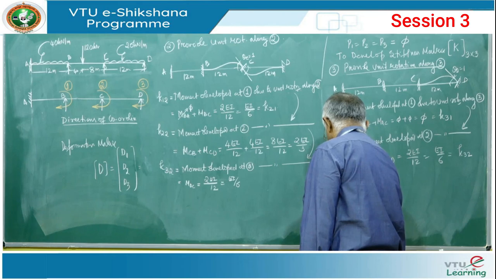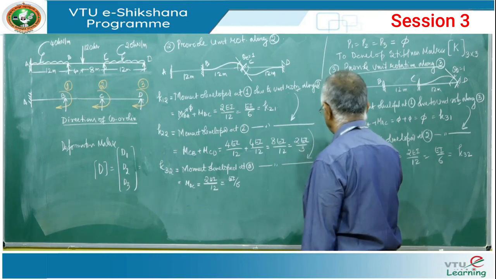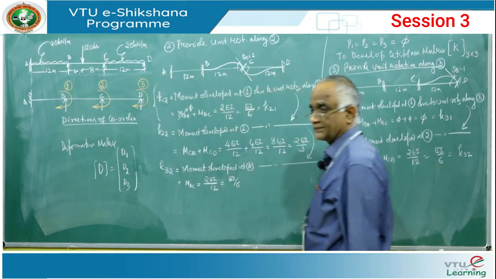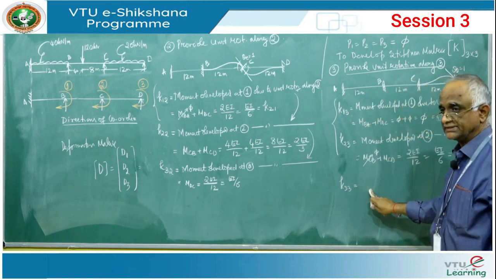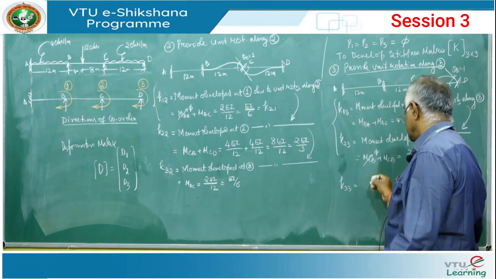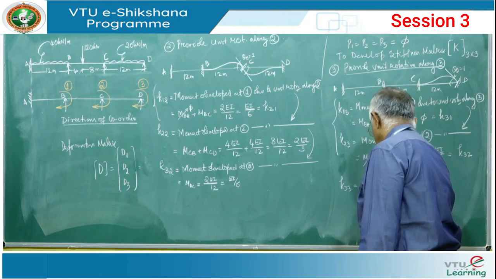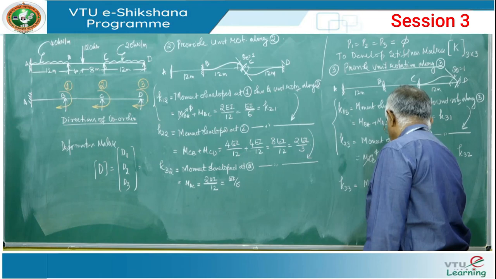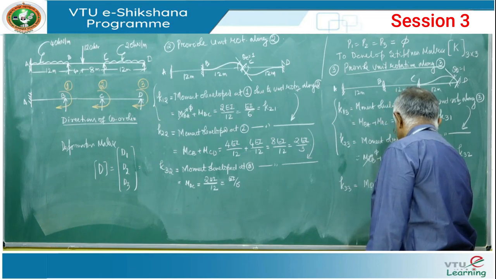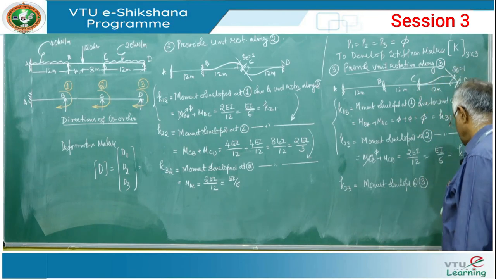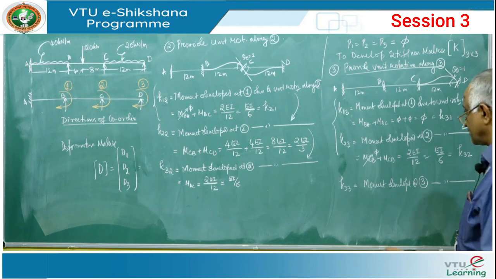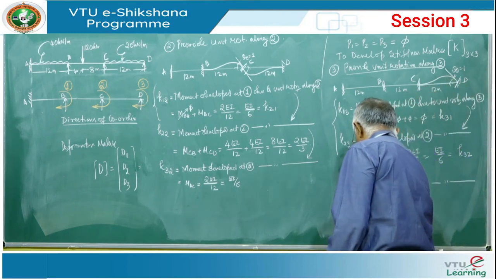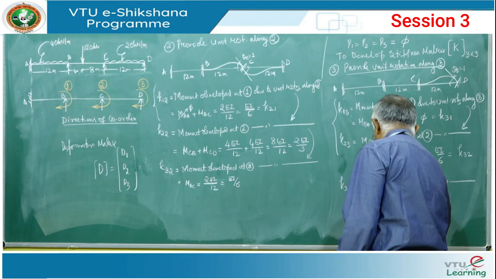So once you are conversant with this system, you don't need to calculate this and as well as this. First you got 3, 4, 5, and the last one is 6. Only 6 elements, other 3 are equivalent. So K33 is now moment developed at coordinate 3, and of course due to unit rotation along the coordinate 3, you have only one value of the support here because it is end, it is MDC. MDC is near end, 4EI by 12.